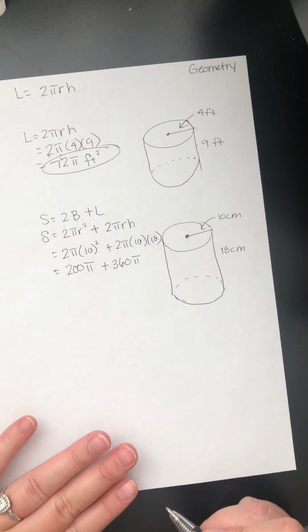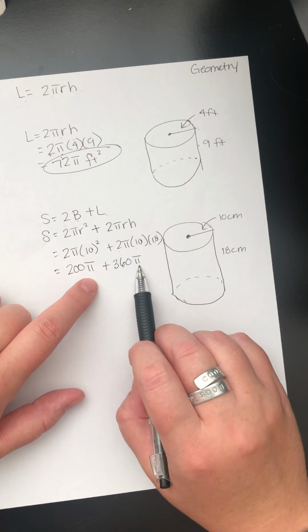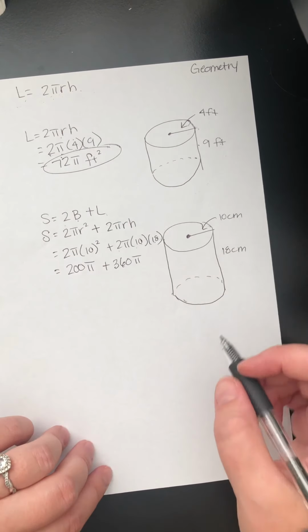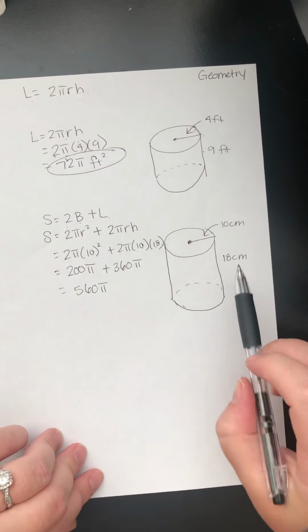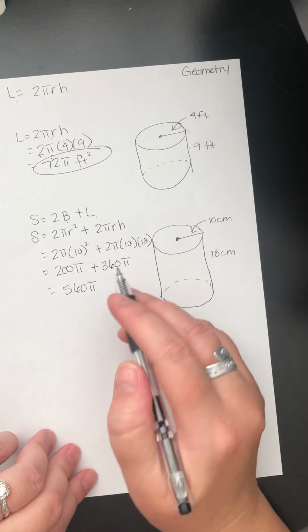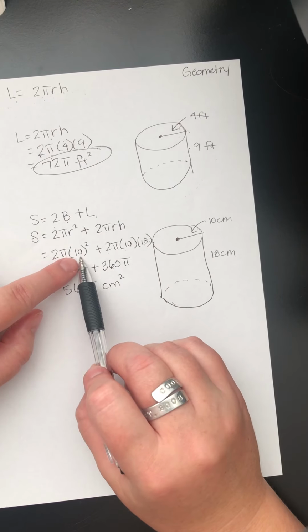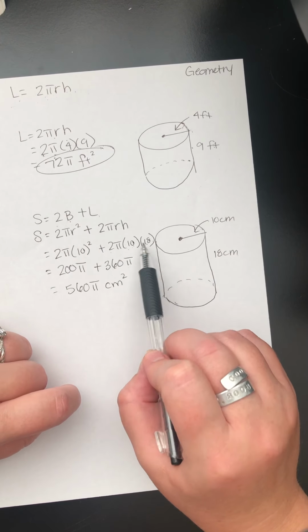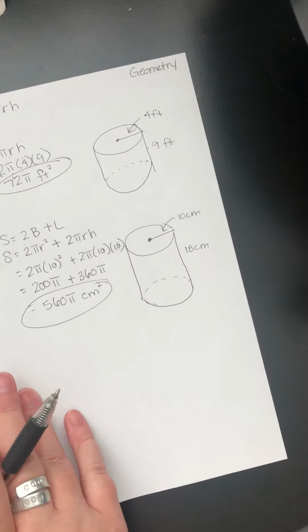Okay? Add them together. The pi's kind of act like a variable. You can add these together, 200 plus 360. It's like saying you have 200 pi and you have 360 pi. So the answer is 560 pi. And the units are centimeters, and it's centimeters squared because it's area. 10 centimeters times 10 centimeters, or 10 centimeters times 18 centimeters. Centimeters times centimeters, so it's centimeters squared. Again, area is always squared.